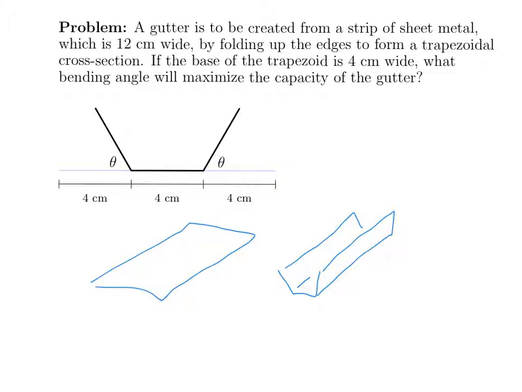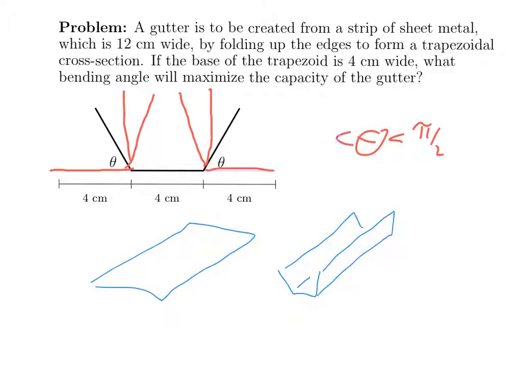One other thing we should note is what sort of values of theta make sense. If the angle was, for instance, 0, then the piece of metal would never have been bent, and we have no capacity at all. So that can't be where our maximum is. Similarly, if theta was bigger than pi halves, we once again can't possibly be getting a maximum because that wouldn't be nearly the same capacity as we would get at pi halves. So we know that the angle that we're looking for has got to be less than pi halves and bigger than 0.